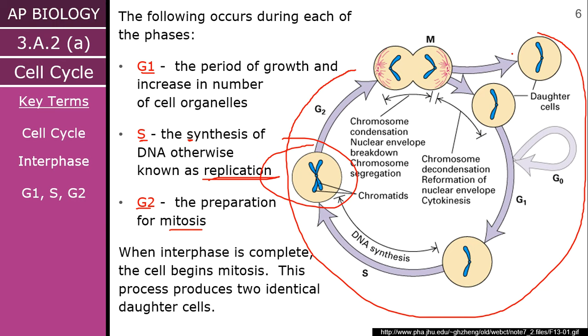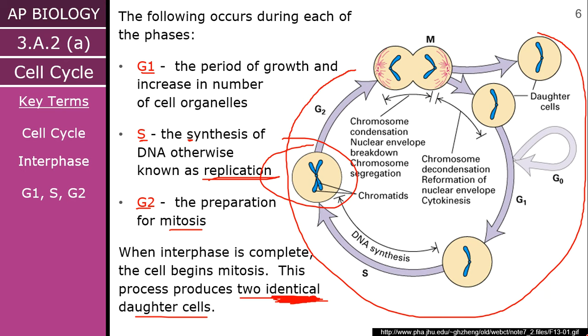So once that's done, it will undergo mitosis. And so the big idea of mitosis right now is that it results in two identical daughter cells. So they're called daughter cells, and that's an important vocab term. And they are identical, meaning that their DNA is the exact same. Their size should be the exact same. Their DNA should be the exact same, unless something went wrong.